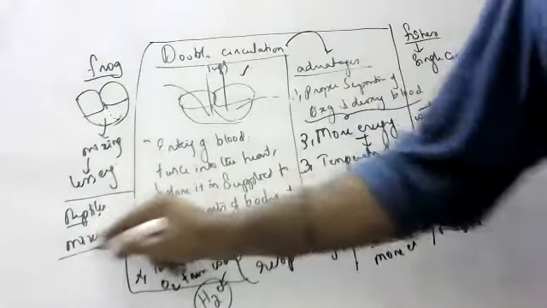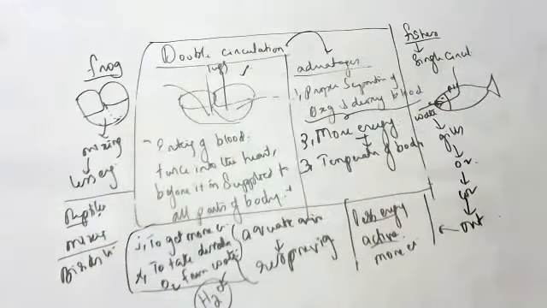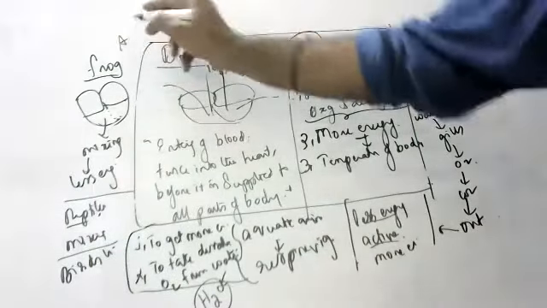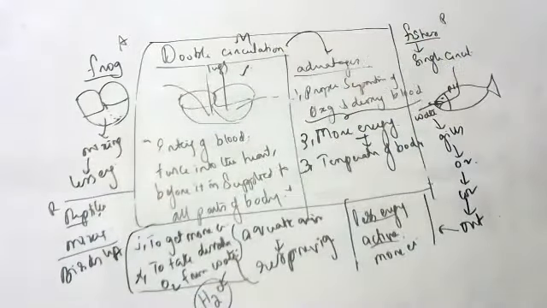Whereas birds have a four chamber heart. No mixing takes place, same like us, only double circulation. Okay, children. So these are pisces, these are amphibians, these are reptiles, these are aves, and we are mammals. Okay, children. Thank you, children. I hope you understood.